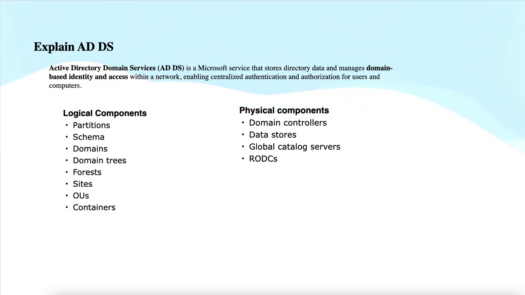Data stores is the next component. The database where all the Active Directory Domain Services information is stored. It's like the vault for your network's data. Your users, computers, and groups are stored here. Next, global catalog servers. These servers hold a partial copy of all the objects in the forest. This partial attribute set helps in speeding up the search for objects across the different domains within a forest.